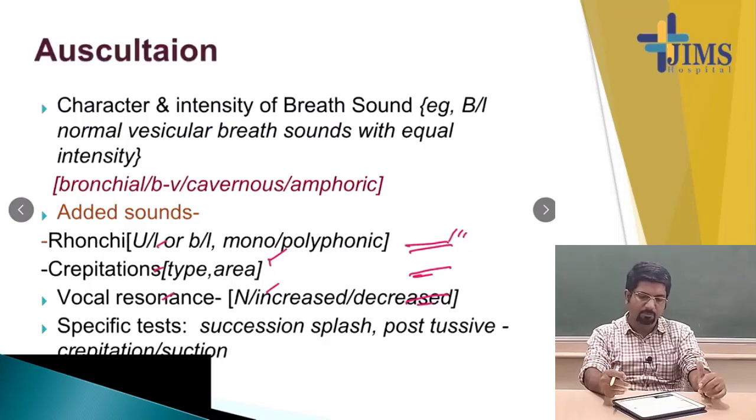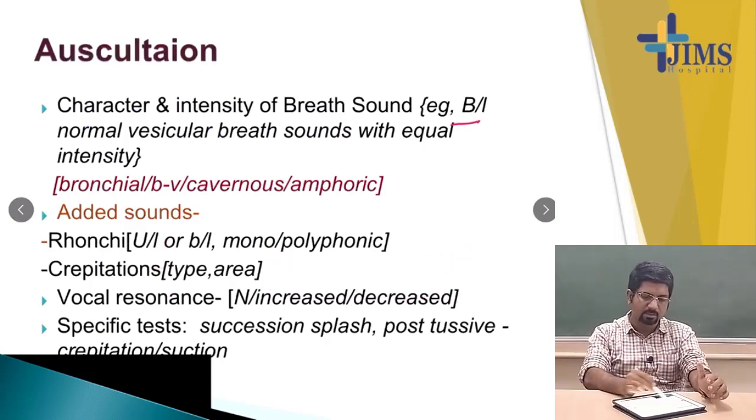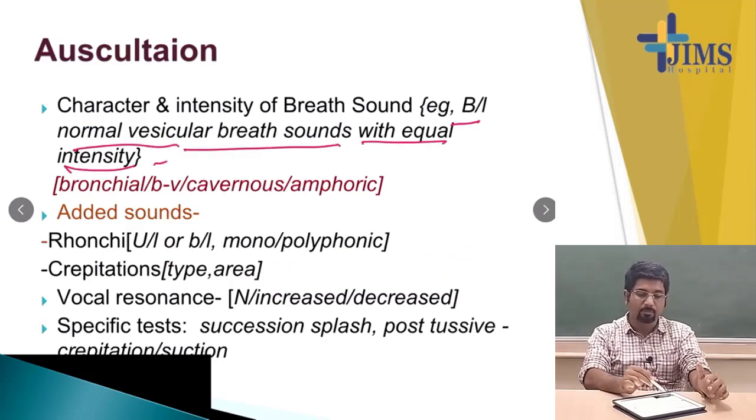In auscultation, mainly we look for the breath sound: the character and intensity of the breath sound, whether it is normal and equal on both sides, or whether it is diminished on either side, or whether there are associated features or added sounds. The normal character and intensity is bilateral vesicular breath sound with equal intensity. It may be abnormal, either bronchial, cavernous or amphoric breath sound when there is a cavity, and bronchial in case of any consolidation.